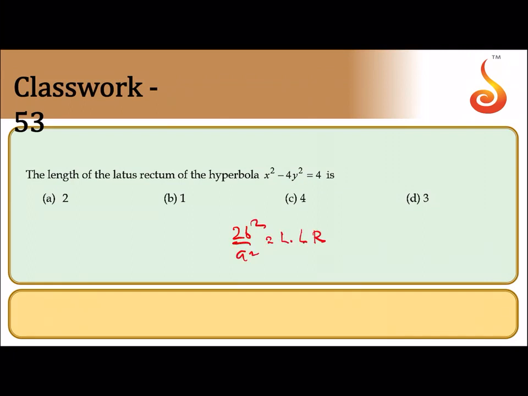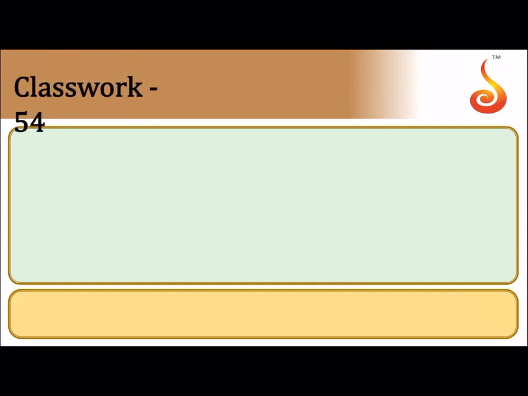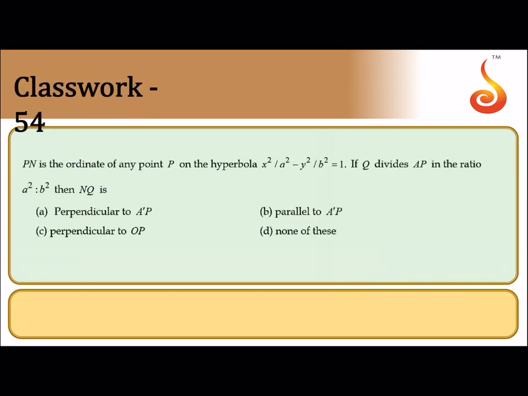53. Length of latus rectum of hyperbola. Use the formula: 2b square by A is the length of latus rectum. So the length of latus rectum comes out to be 1. Option B is correct.